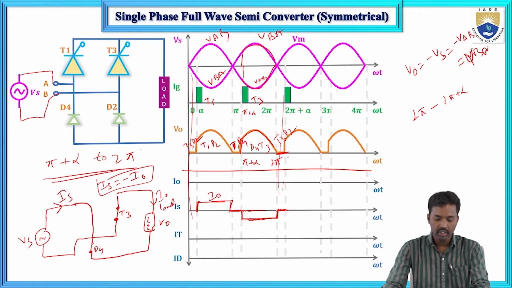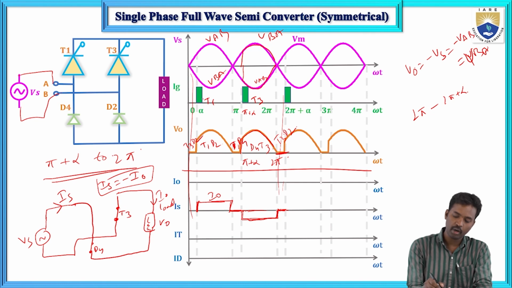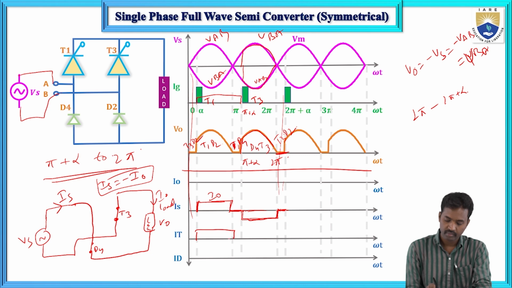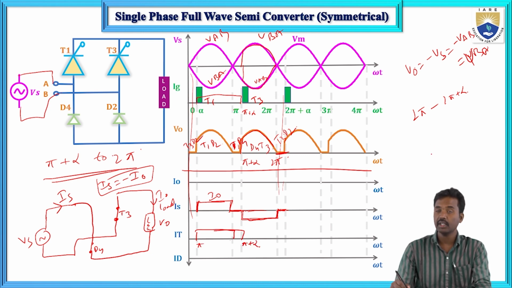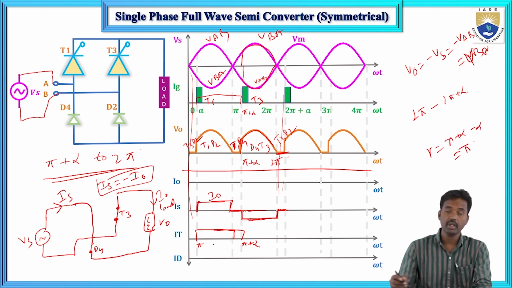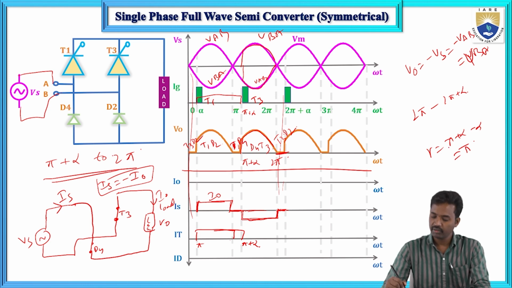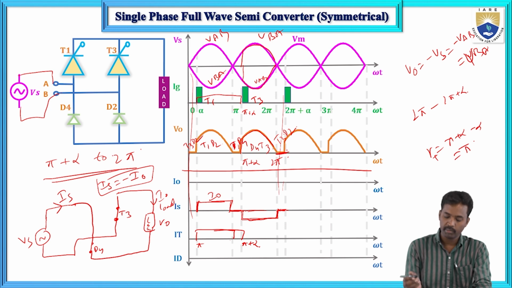Now what about the thyristor current and diode current? Thyristor T1 is conducting from pi to pi plus alpha. So the thyristor conduction angle is pi plus alpha minus alpha, that is pi. And next, what about the diode? T1, same fashion for T3 also, from pi plus alpha to 2 pi plus alpha. Now the duration of T1 and T3 is the same.